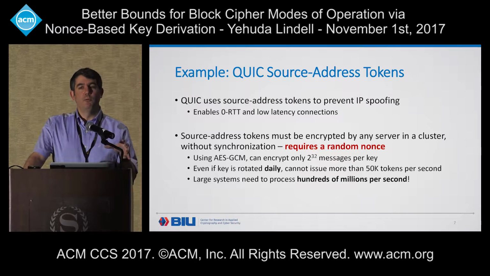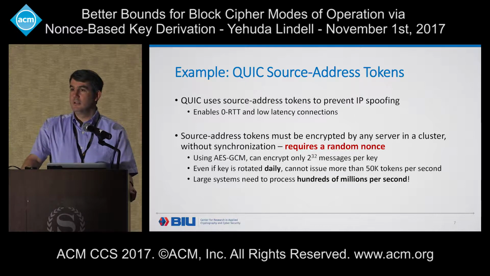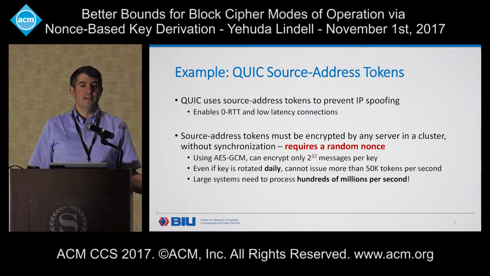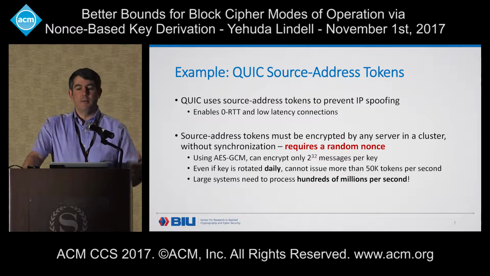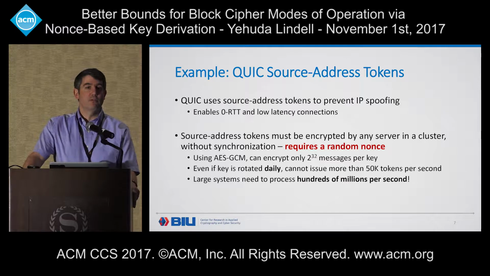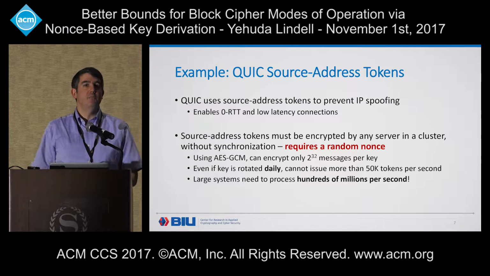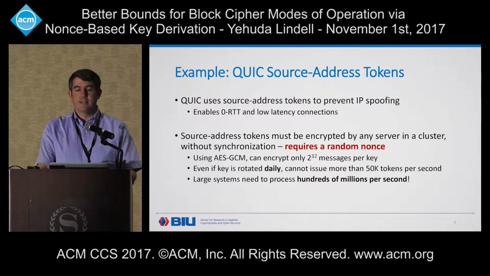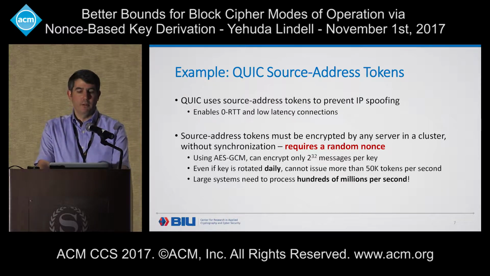Now, even if you are willing to rotate keys on a daily basis, which from an operational point of view is not great, it's feasible, but it's not great, you would still only be able to issue 50,000 tokens a second. And in large organizations like Google, but not even that large, you need to be thinking about the capability of issuing hundreds of millions of tokens per second, especially when you're under a DDoS attack. So therefore, you need the capability of encrypting much more with a random IV, and that's something which you don't have for any of the current modes of encryption that are being used.